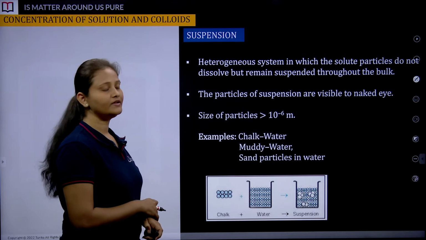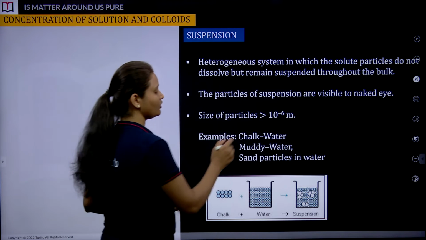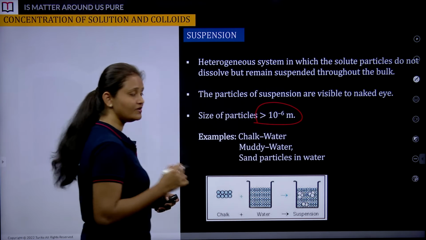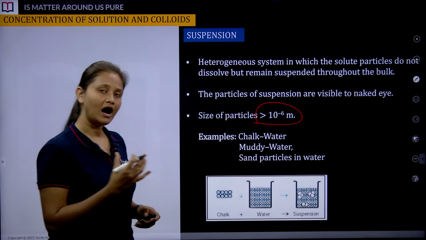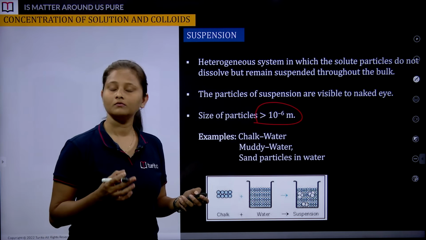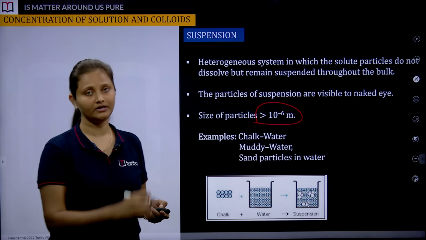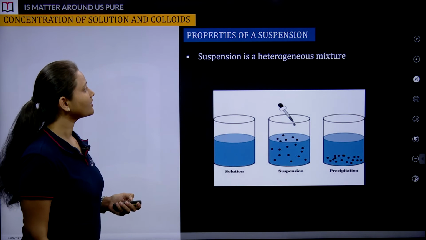We are talking about the next type of solution, which is suspension. The particles of this solution are greater than 10 raised to minus 6 meter, which is quite visible to our eyes, unlike a true solution, because the size of the particles there is like 1 nanometer or smaller than 10 raised to minus 9 meter. Correct? Okay, let's move ahead.